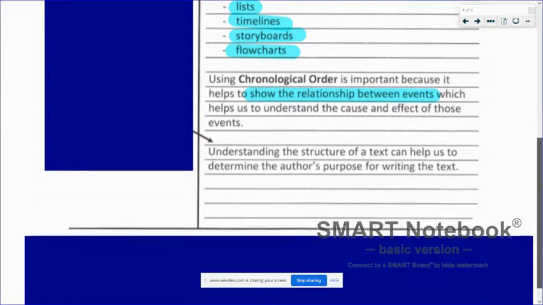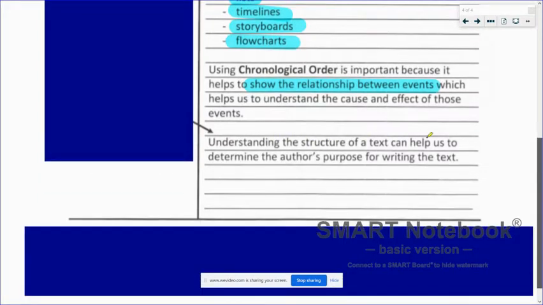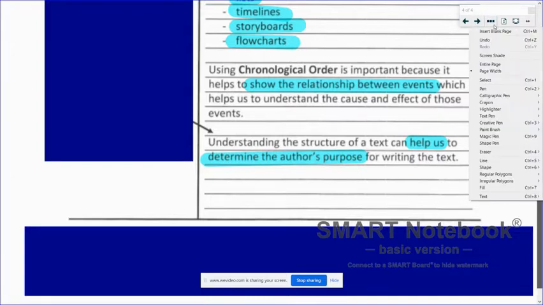And the last section here says, understanding the structure of a text can help us to determine the author's purpose for writing the text. If they've written it in chronological order, most likely it's going to be to inform you. It's giving you detailed information about the steps, if it's a step-by-step, or if it's about a historical event. So understanding the text structure can help us determine the author's purpose.